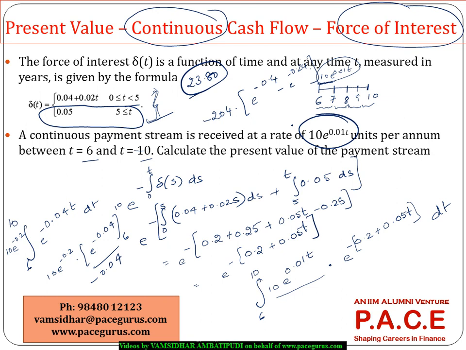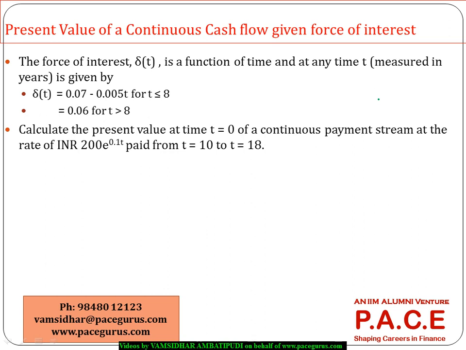And if that cash flow is a continuous stream, it requires another integration, because we cannot simply sum up the various cash flows to find the present value. We do an integration over that entire period of the cash flows per annum, multiplying it with the Vt. That is how we compute the present value given a force of interest for a continuous cash flow. All right. Now let's look at computing the present value of a continuous stream of cash flows.